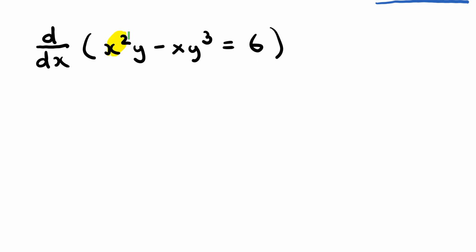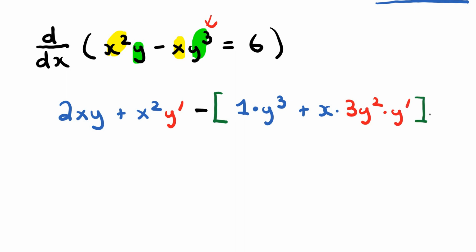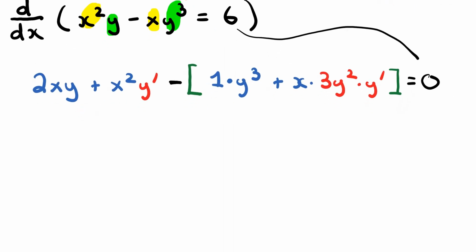So right here we have the product rule. So this is going to be 2x times y plus x squared times y prime. And then I have a minus sign, and I will put this in a bracket here because we have another product rule here and there. Okay, so if I apply the product rule here, that's going to be 1 times y cubed plus x times the derivative of y cubed, which is going to be 3y squared times y prime. I can close this bracket off, and then the derivative of 6 is going to be 0. Okay, so that's looking pretty good. So this is a different question.